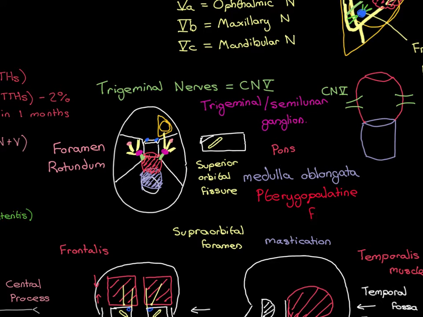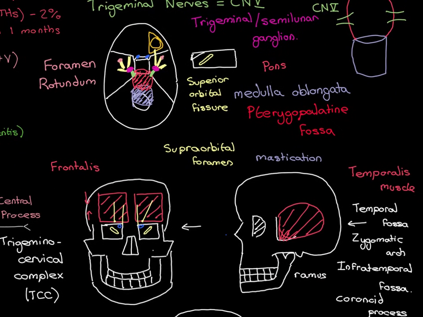So this is a little space, it's a fossa, that comes off the infratemporal fossa. So the best picture I've got so far for trying to explain this is this picture where we're looking at the skull from the side. So we know where the infratemporal fossa is. It's behind the zygomatic arch. It's this space through which the tendon of the temporalis muscle moves to attach to the coronoid process of the mandible. Now, the pterygopalatine fossa is off from the infratemporal fossa.